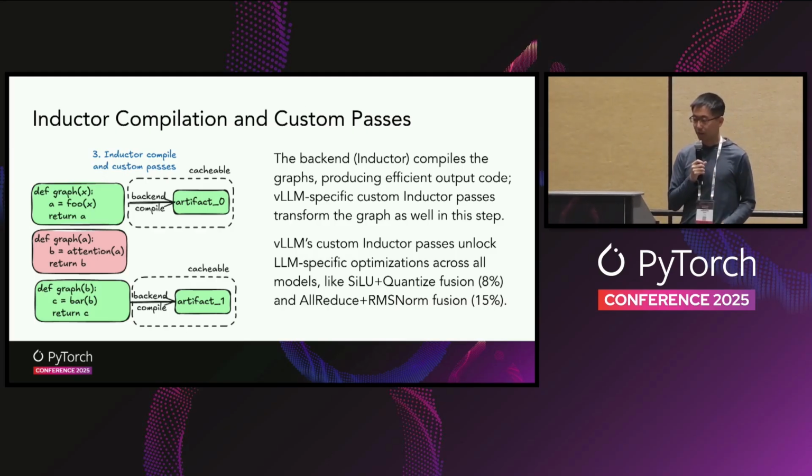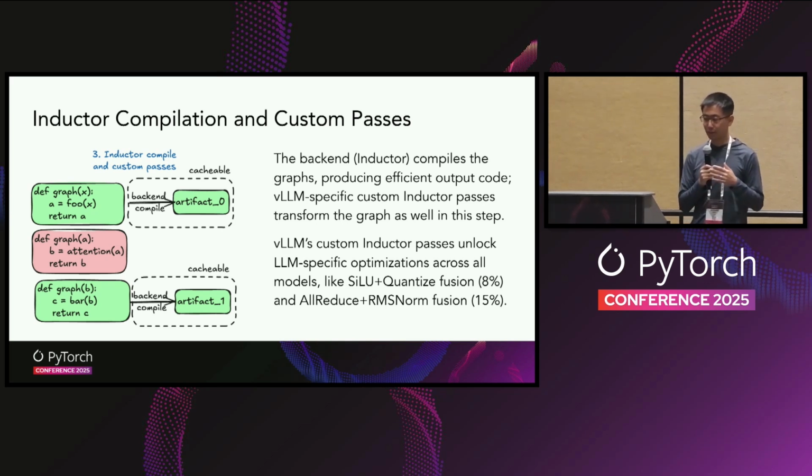And so instead of handwriting all of these custom optimizations, you could think about going into each of the 100 models and fusing them together by hand. vLLM does this as a custom Inductor pass. And these custom Inductor passes unlock LLM-specific optimizations over the entire range of models. You write it once, reuse it everywhere.